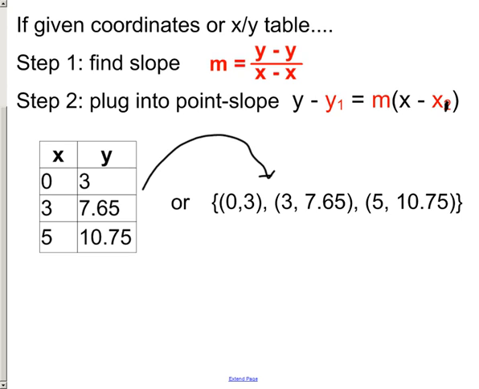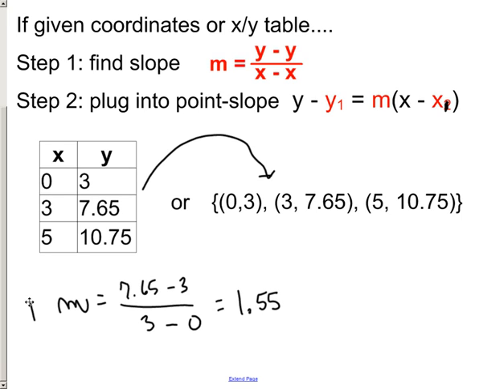Step one, go get your slope. Well, I kind of like this one, 7.65 minus 3. So that's my y minus y, right? Now, because I use 7.65, I need to start with this x right here, which is a 3. And because I use this y right here second, I need to use this x second. And we plug that into the calculator, and it'll do all the work for us. So let's see here. And I get a slope of 1.55. So that's my first step.